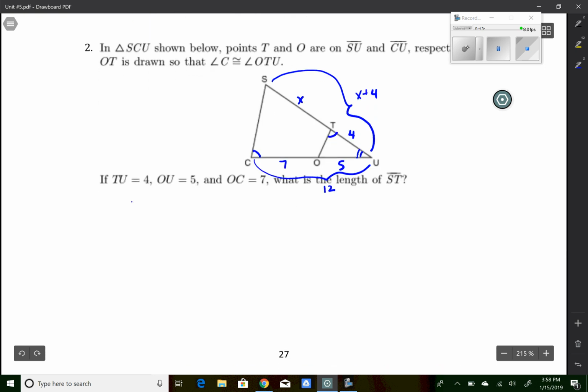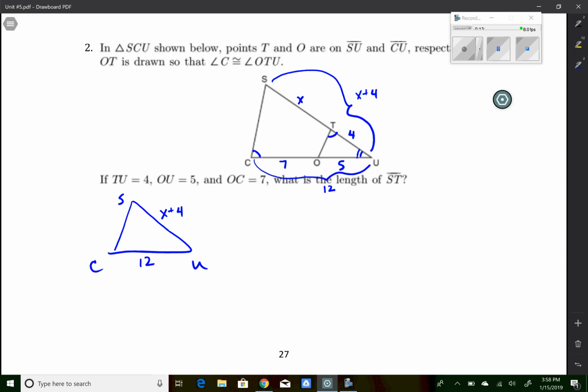So if I redraw my triangles, so here we have S, C, U. I know CU is 12, and I know SU is X plus 4. Now, if you made SU just X, you might have to do one step at the end and do some subtracting to find ST. And if I redraw the other triangle with everything pointing in the same direction, right? So I'm going to put T the same place that C was. I'm going to put U the same place U was, and then O is going to be corresponding to S. I can then label my picture accordingly.